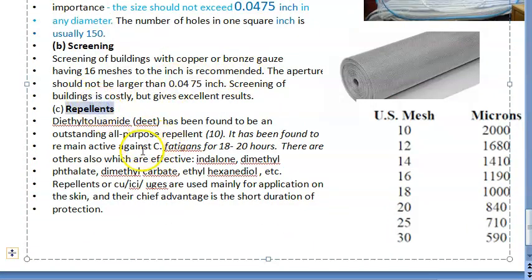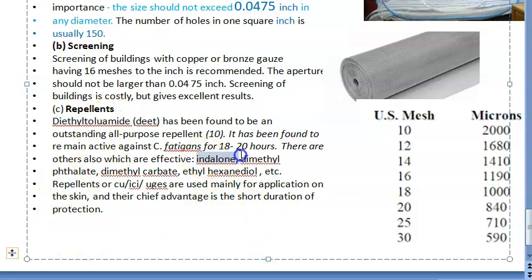Repellents. So you have DEET, D-E-E-T, diethyl toluene, okay? It's an outstanding all-purpose repellent. It has been found to remain active against Culex fatigans for 16 to 20 hours. So whenever you're going somewhere, you can apply this and go, right? If you're going to some mosquito place, you can apply DEET and go. It is outstanding, it seems, okay?